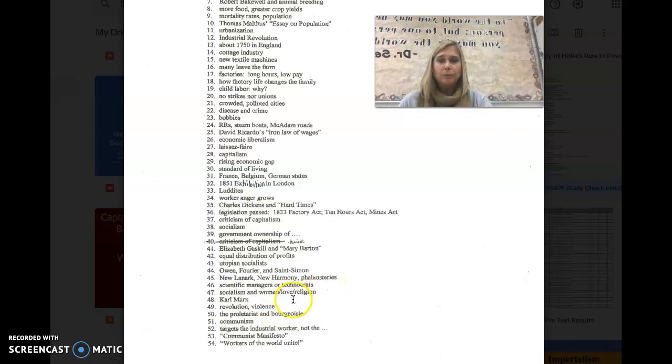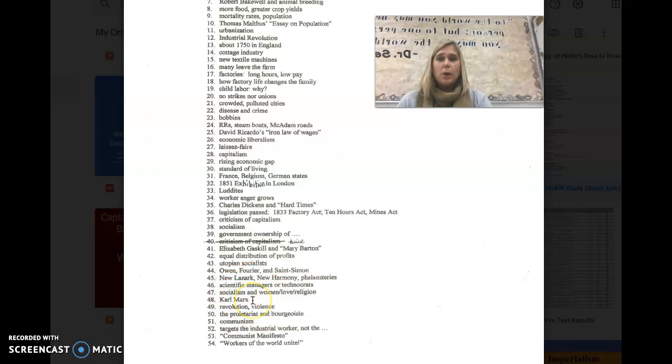Look over in your socialism section how they believed in women's rights, free love. Okay, so look back over that. Basically you should be able to practice any kind of religious beliefs.